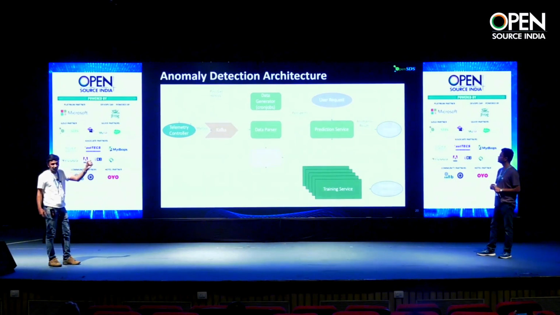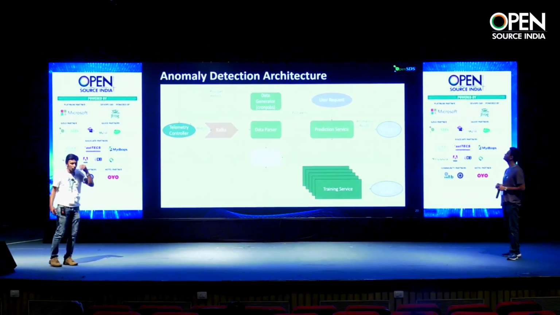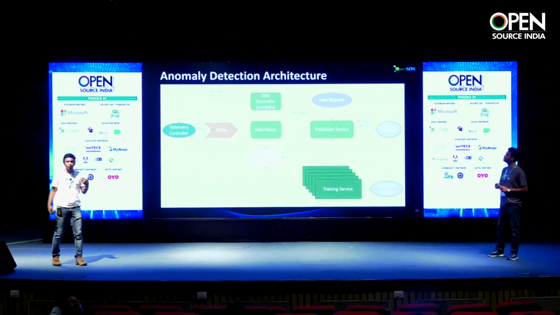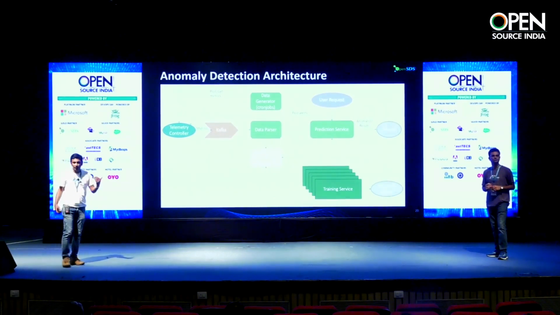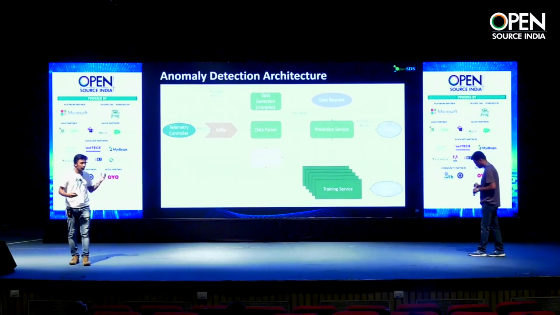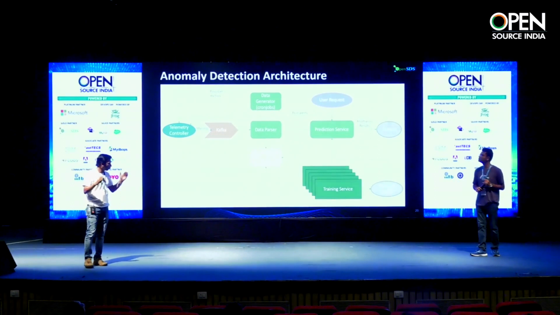What does the data generator do? The data generator periodically posts requests to the telemetry controller to collect data. It can be periodically running cron jobs which collect data, and the collected data goes through Kafka to the data parser of anomaly detection. The data parser parses the data and stores it in the database, and there we have two services.